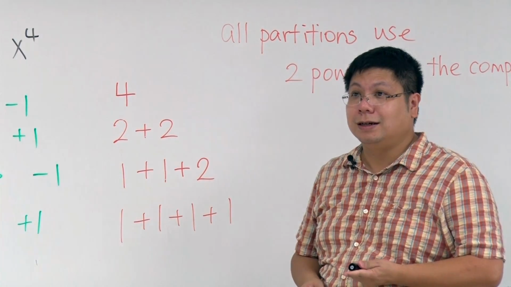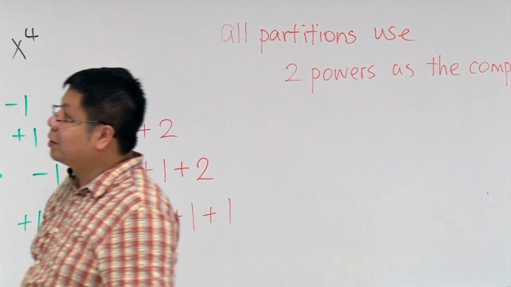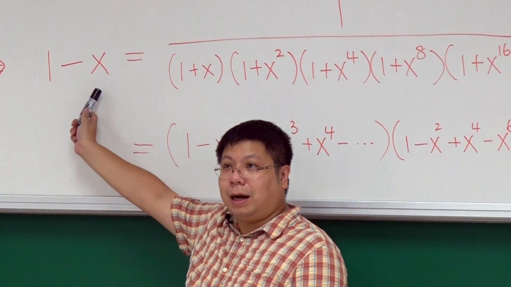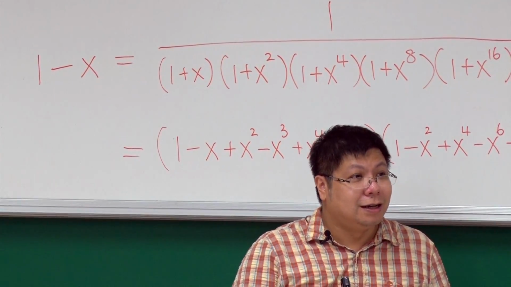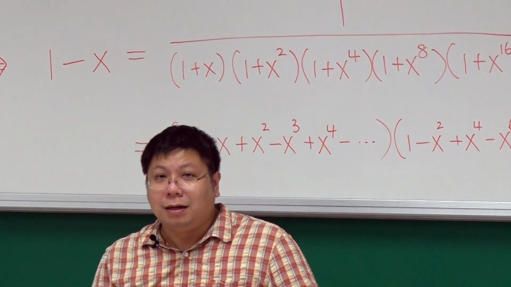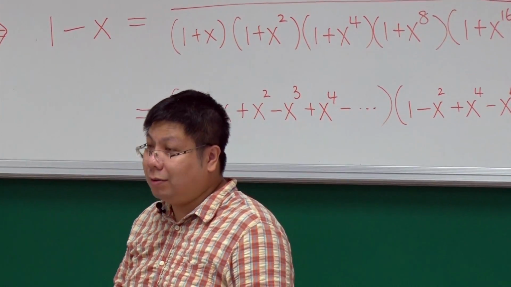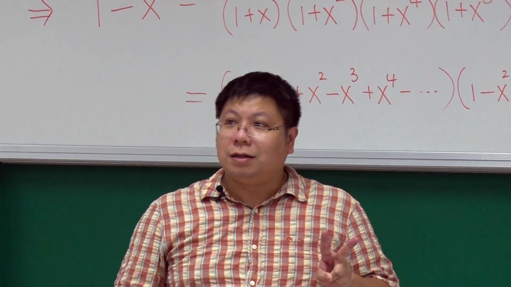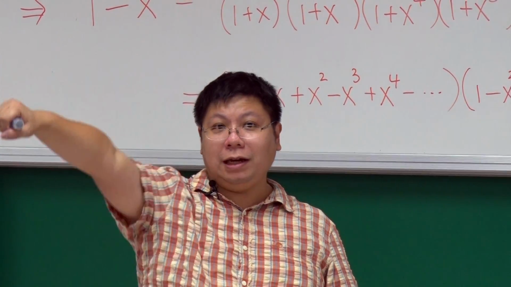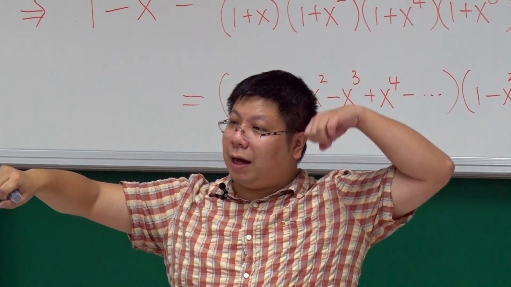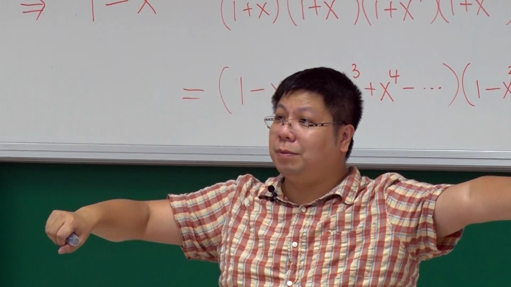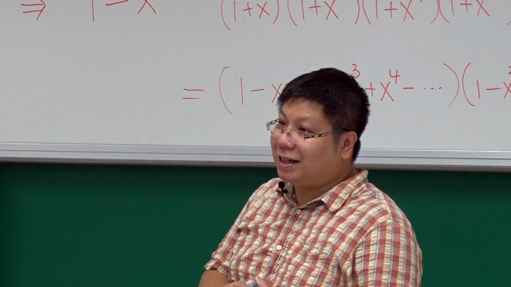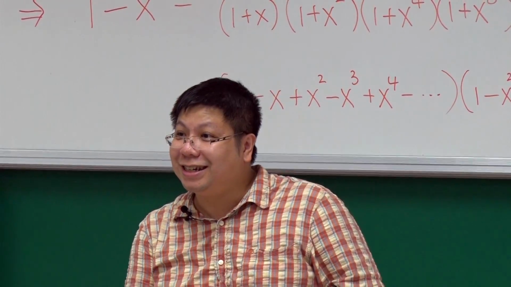Okay? Good. And what does this tell us? This is equal to 1 minus x. What does this tell us? It tells us that whenever r is greater than or equal to 2, the number of ways to partition r into an even number of parts must be the same as the number of ways to partition r into an odd number of parts, where each part is a 2 power. Does that sound interesting? Let's take a look.